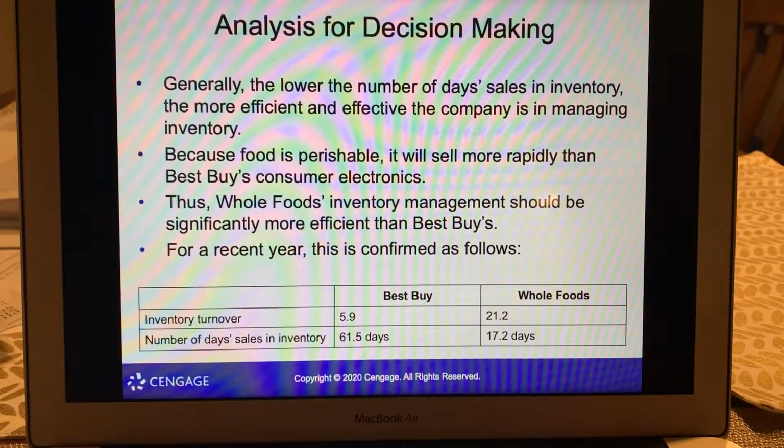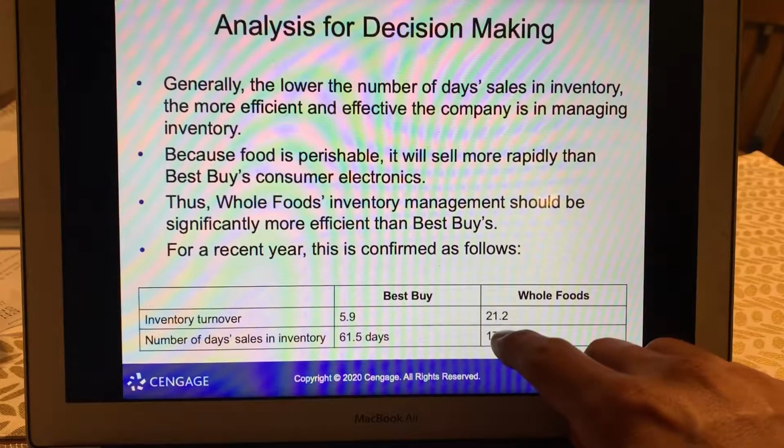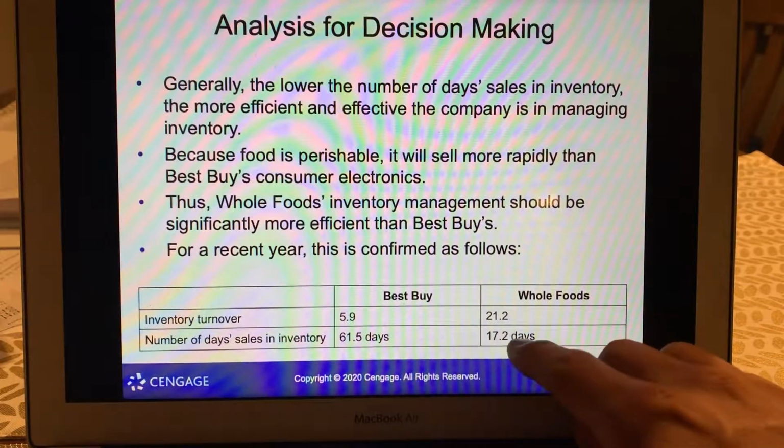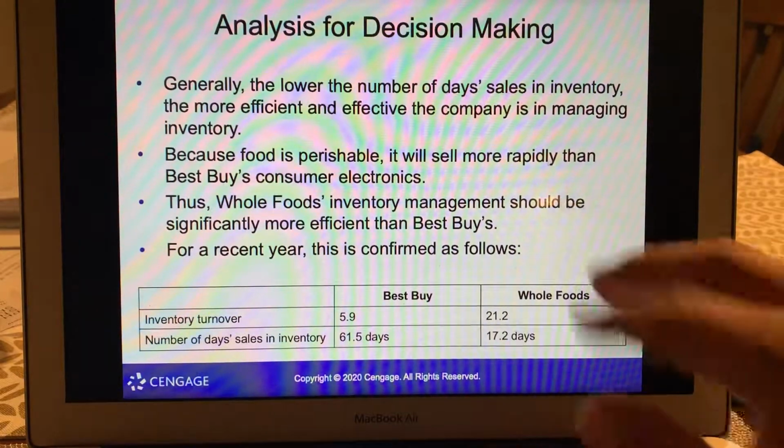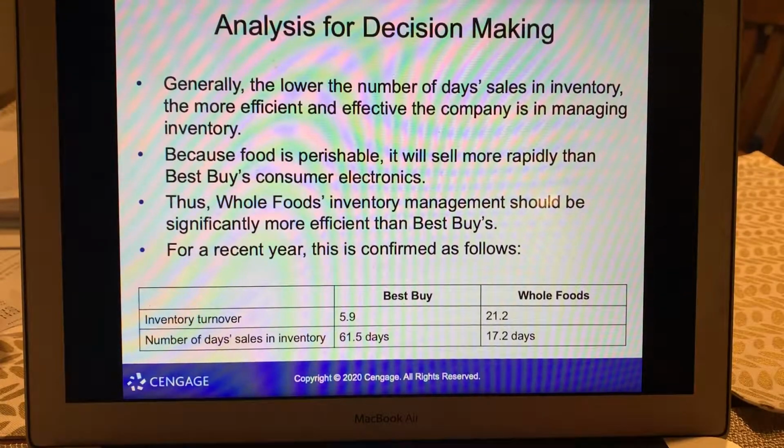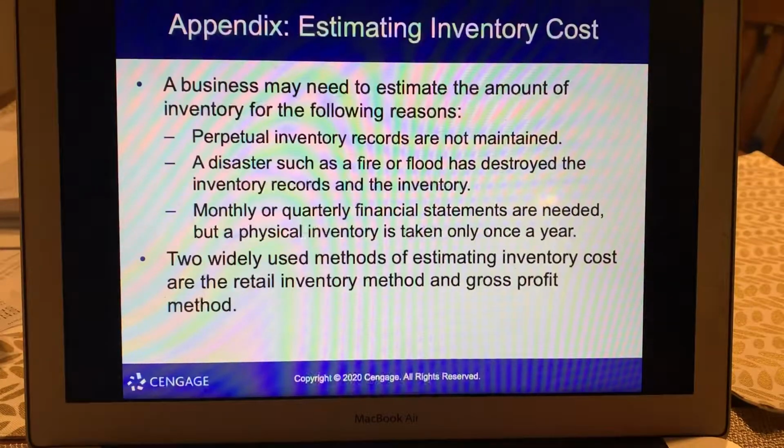Best Buy's inventory turnover is 5.9, Whole Foods 21.2, number of days 61. But notice this is food too, so you can't compare Whole Foods to a Best Buy. You would probably compare Best Buy to, I'm not too sure of another, maybe Sears, something like that. But these are kind of hard to compare to each other.